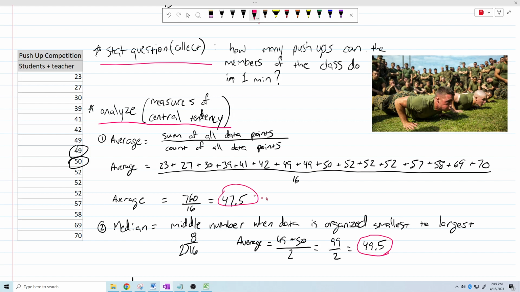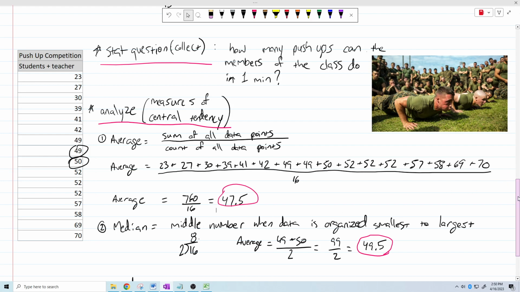So the takeaway here is that when you have an odd number of data points, you will have an explicit median. If you have an even number of data points, you will need to create it by taking the average of the two that would otherwise be the ones that sandwich that middle number, right? 49.5 is sandwiched between 49 and 50.